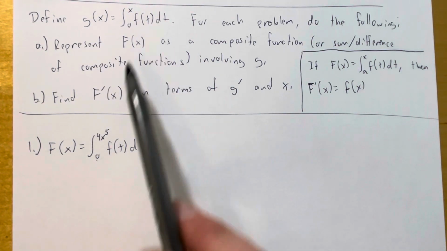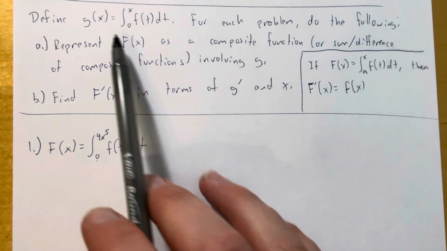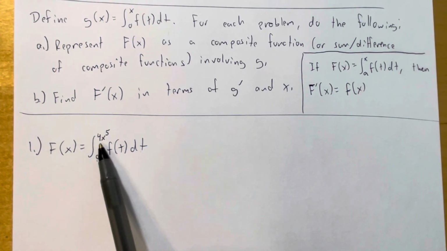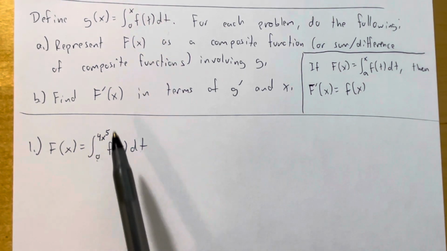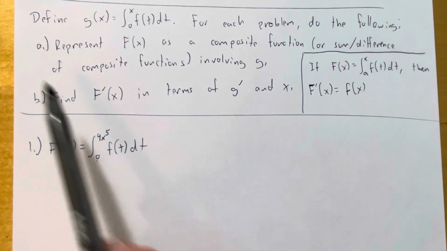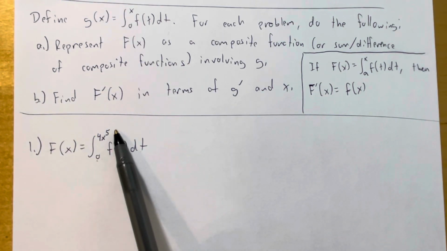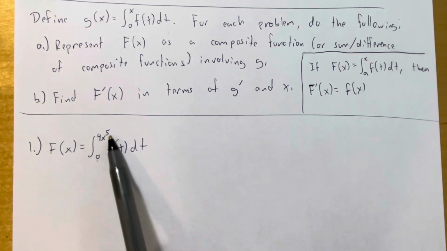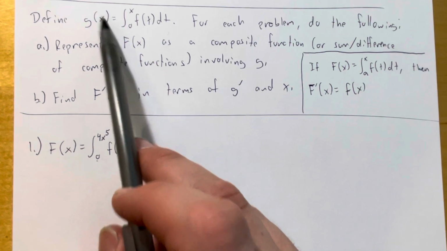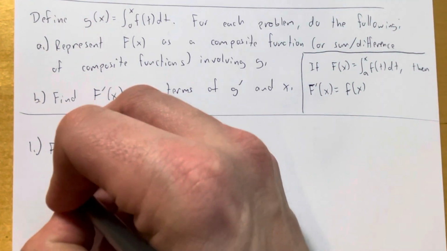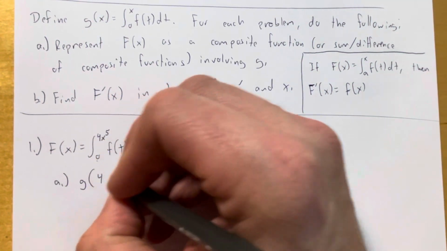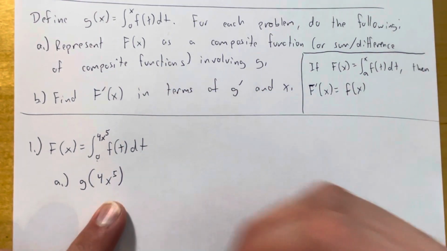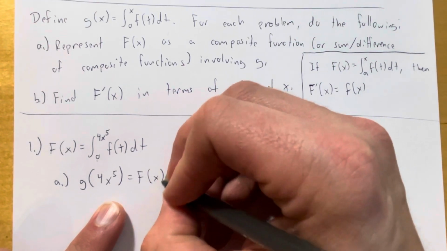Compare the way that we define g of x to F of x. They look almost identical. The only difference is that where g of x has an x in its upper limit of integration, capital F of x has a 4x to the fifth. So if I were to take this x out and replace it with a 4x to the fifth, I will have capital F of x. But that can be accomplished by plugging 4x to the fifth in for this x here, which would look like this. G of 4x to the fifth is what F of x is equal to.